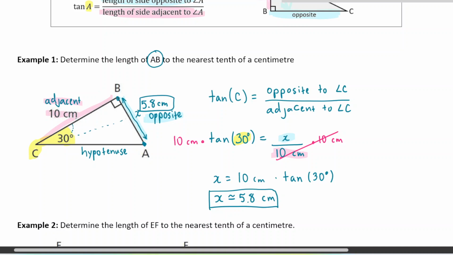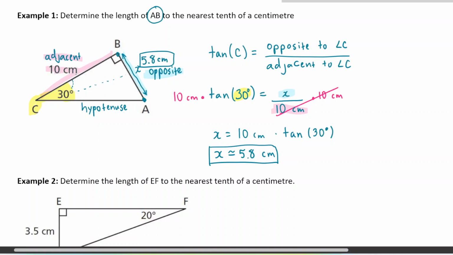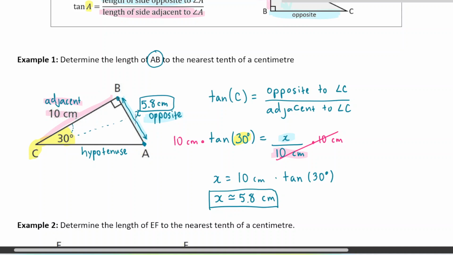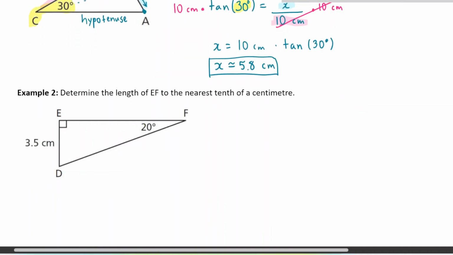Okay, so the next one here, if you want to try it on your own, you can, or you can do it with me. This one is going to be a little bit different because this time the x is going to be in the denominator of the fraction. So the way that we solve is a little bit different.